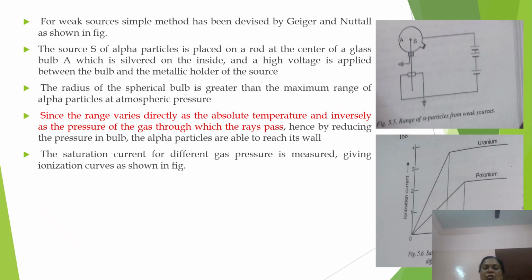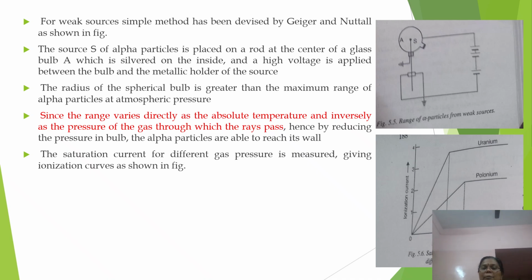This method is not well suited for weak sources, and for weak sources, Geiger and Nuttall have shown the experimental arrangement as shown in the figure. Here S is the source of alpha particles, placed on a rod at the center of a glass bulb called A. This glass bulb is silvered inside, and a high voltage is applied between the bulb and the metallic holder of the source. The radius of this bulb is greater than the range of the alpha particles.